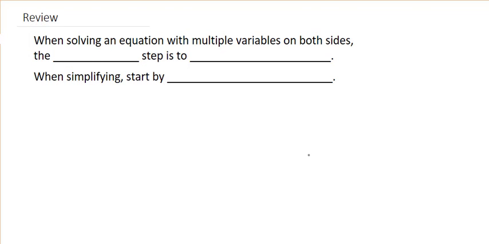So when solving an equation with multiple variables on both sides, the first step is to simplify each side. So when simplifying, start by combining like terms.